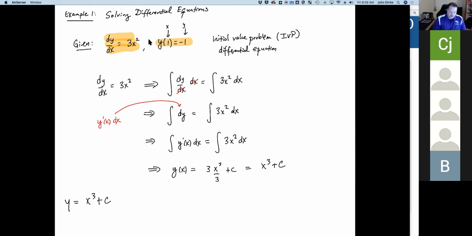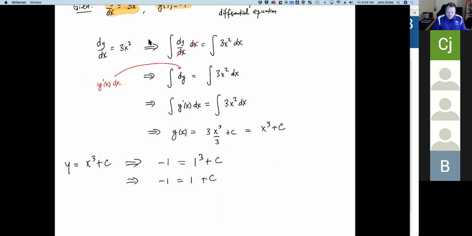So if I use the fact that when x is 1, y is negative 1, then I have negative 1 is equal to 1 plus c, or if I subtract the 1 over, negative 2 is c. So all of this tells me that in fact, the curve I need is x cubed minus 2.